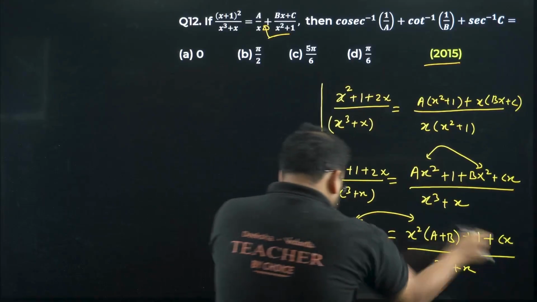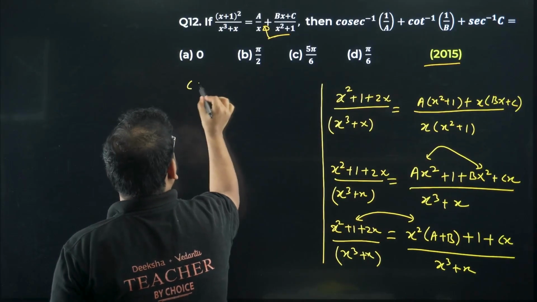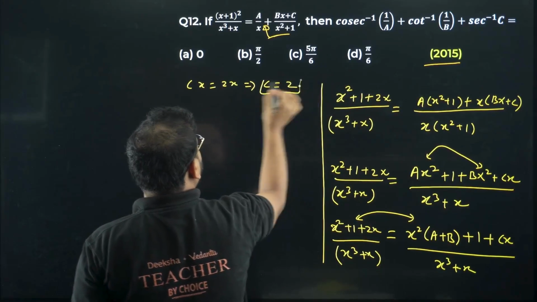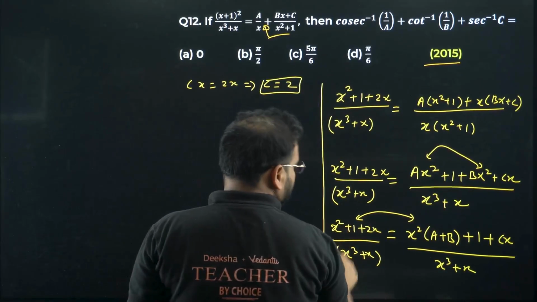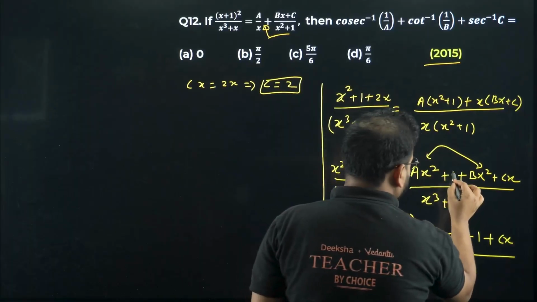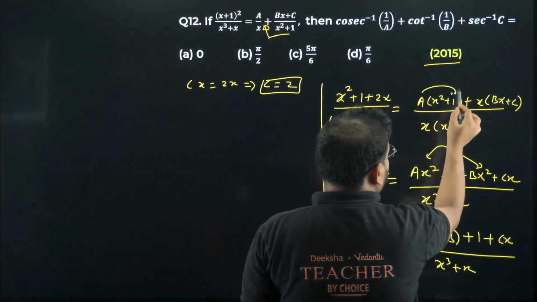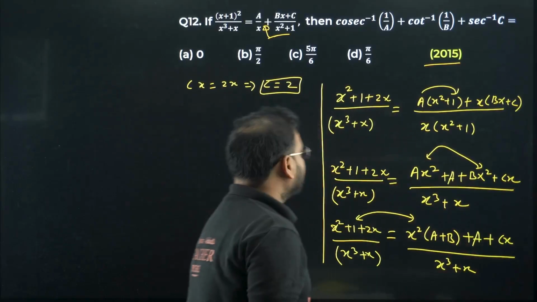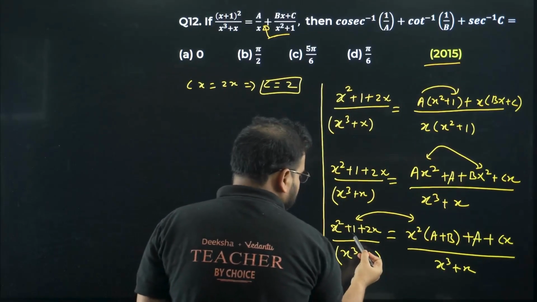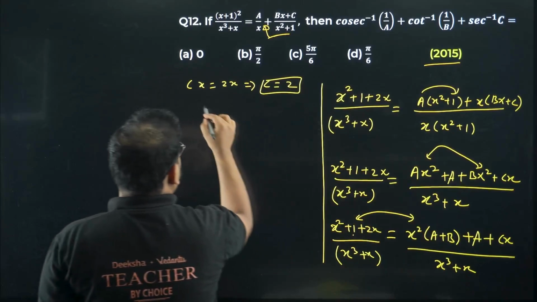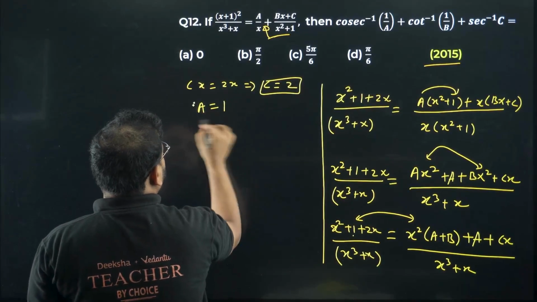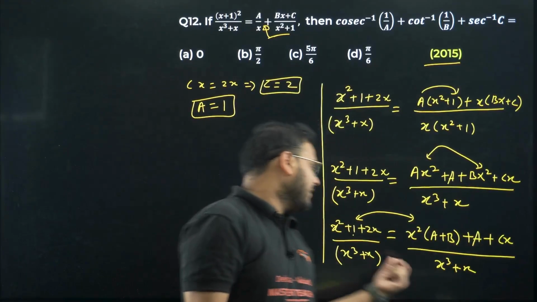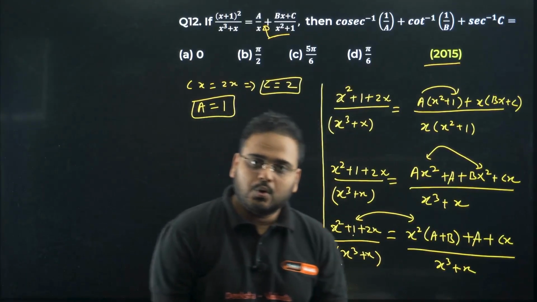You're getting cx equals 2x, it means c equals 2. What are you getting next? This is not 1, sorry, this is a. A into 1 will become a, not 1. So you'll have a equals 1. Compare this: this is 1, this is a. Clear enough? Compare the constant term. Here we have a, here we have 1. So a is equal to 1.